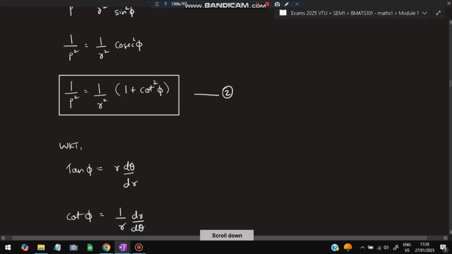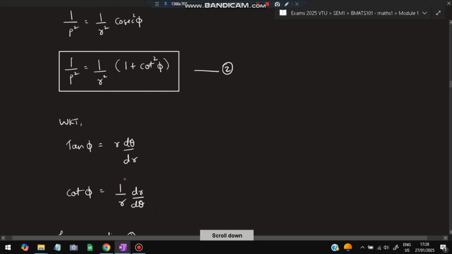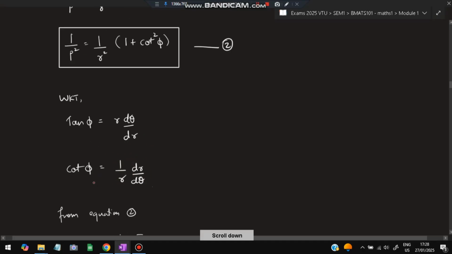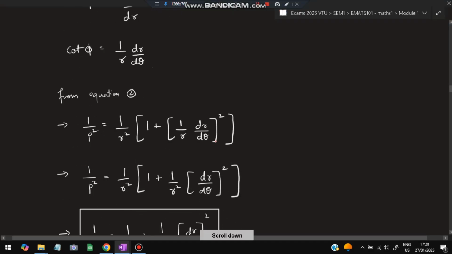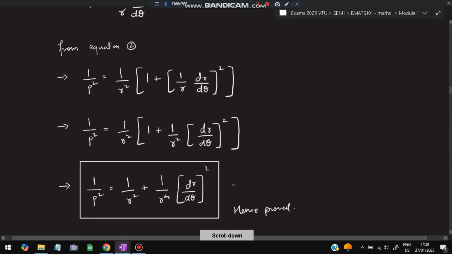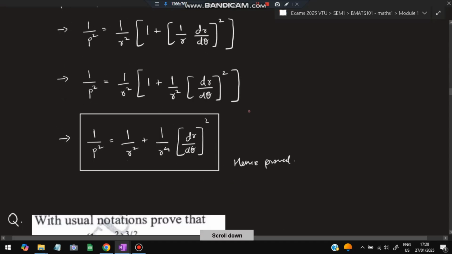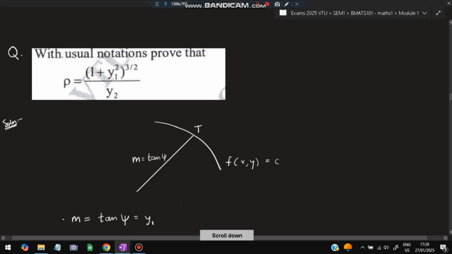Okay, now tan phi we know is r d theta by dr from the previous proof, so cot phi will be 1 by r dr by d theta. So cot square phi will be obtained by substituting cot phi in this place. When you substitute that and take the square, we will arrive at this equation which we needed to prove.